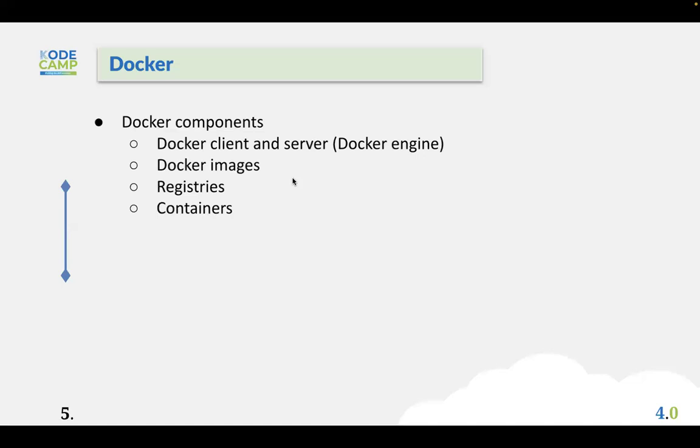So the next component of Docker is the registries. We've talked about the registries once or twice. So what do the registries do? Registries act as storage facilities for Docker images. They are essentially online repositories. You know what a repository is? Like a repository on GitHub.